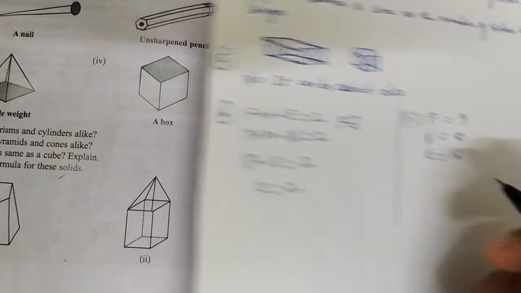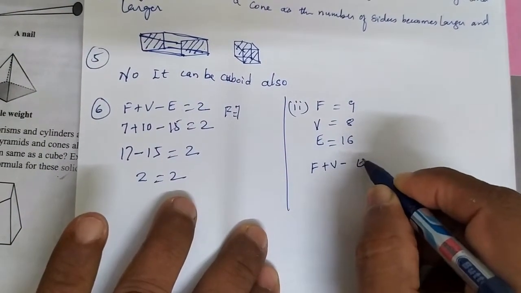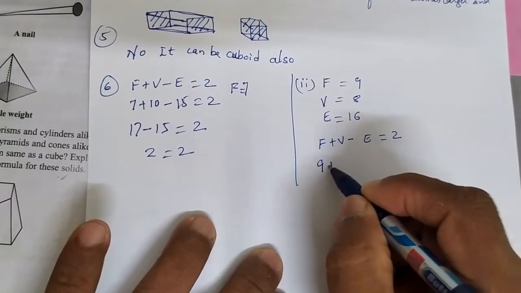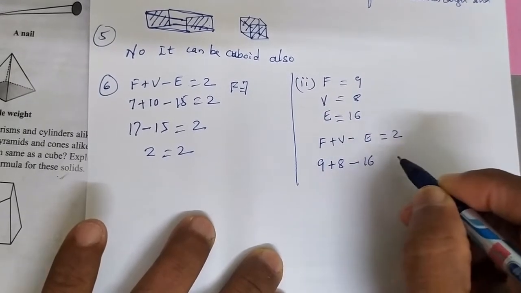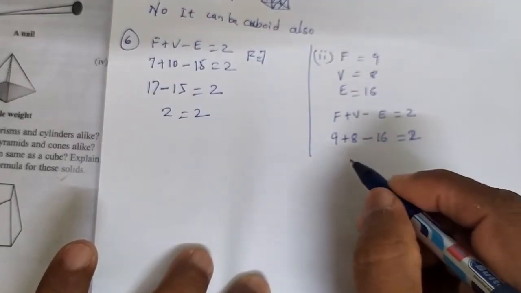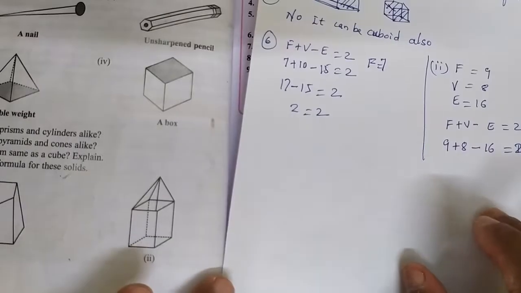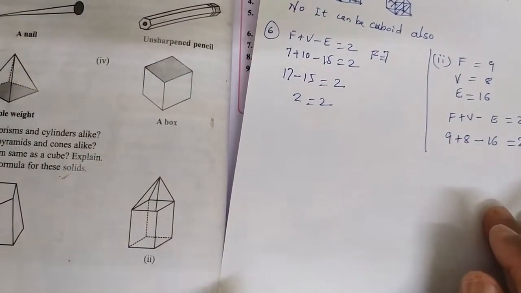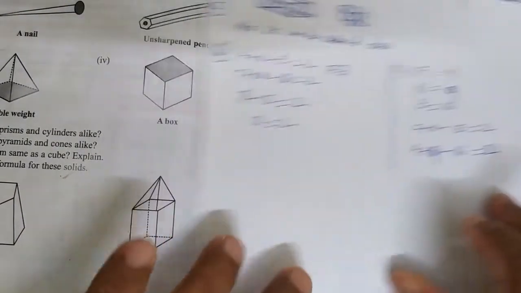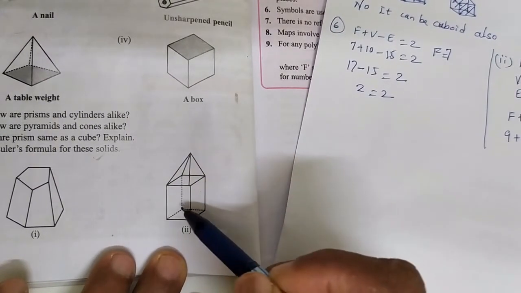We'll put this in the formula. F plus V minus E is equal to 2. It should be true. F is 9 plus 8 minus 16 is 2. It should be 2. Vertices, how many? 4, 4, 8 plus 1, 9. Vertices are 9. We can see here 1, 2, 3, 4, 5, 6, 7, 8, 9.